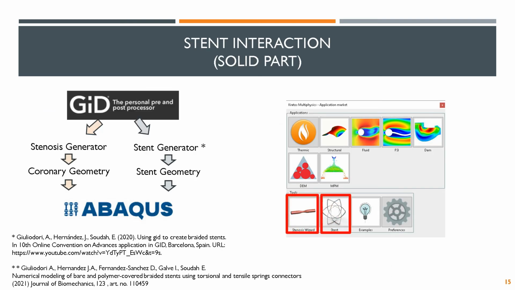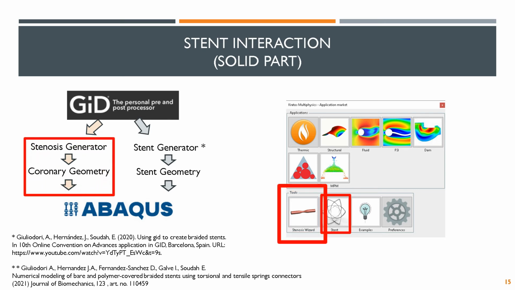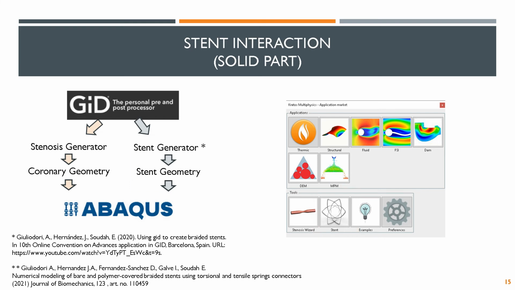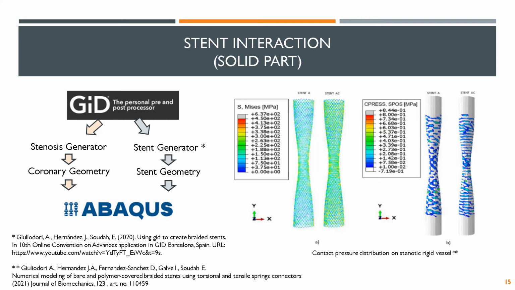In this slide, we show the interaction between the stenosis and STENT generator. Both are problem types of GiD, and we only use the pre-processor part of GiD. So, we use the stenosis generator to create our stenotic vessel, okay? And we use our STENT generator to create our STENT model. Then we export both models and import them inside Abaqus to calculate the contact pressure distribution on our stenotic vessel, as shown in the figure.